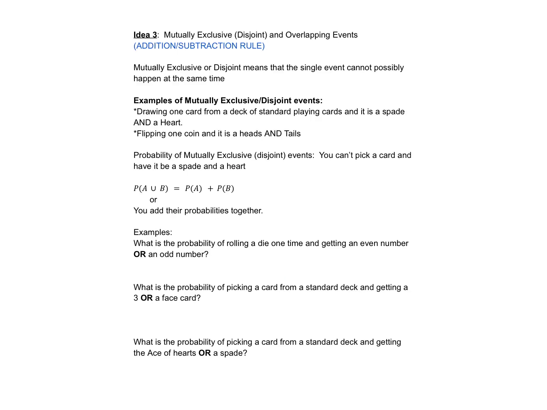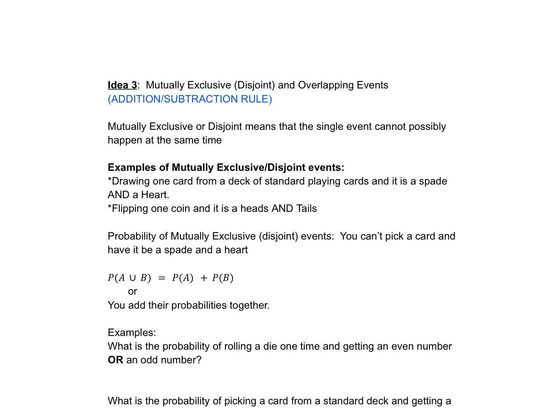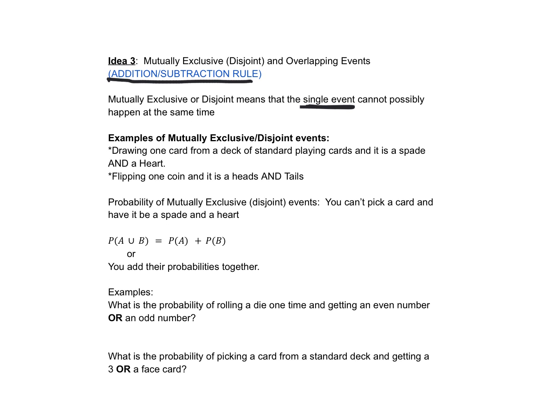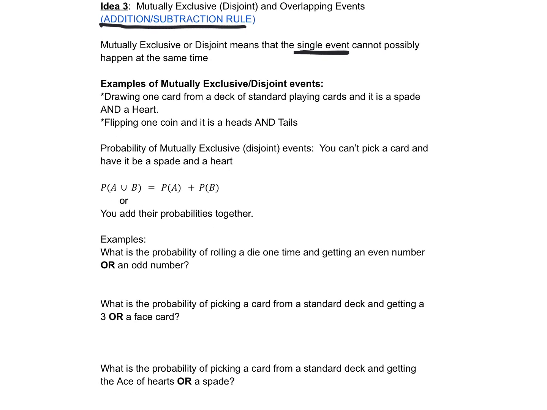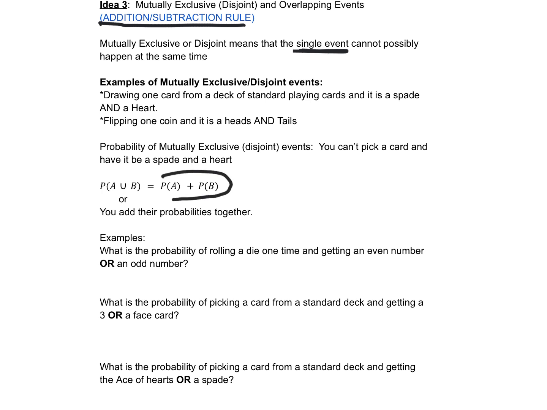Okay, this time we're going to look at disjoint. Mutually exclusive and disjoint is the same thing. So disjoint and overlapping, we're going to call this our addition and subtraction rule. And this means that you are looking at one single event that can't happen at the same time. Okay, so like drawing one card from a deck and it's a spade and a heart. It can't be both of those. It can't both be a spade and a heart. Flipping one coin and it is both heads and tails. So what we're going to do is we are going to just add those two probabilities together. Remember, this is one single event. We are not looking at drawing two cards, three cards, anything like that.